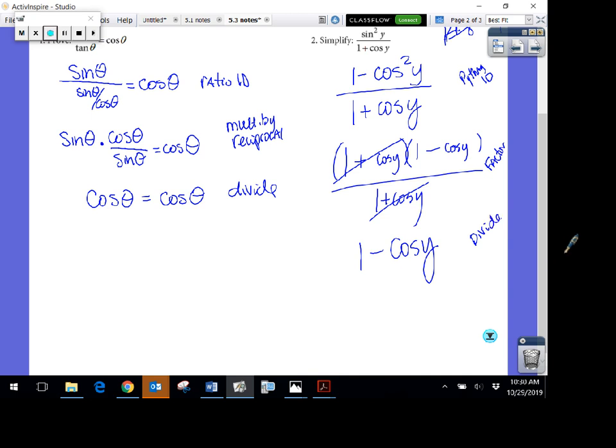1 minus cosine y is not sine y. There's no squared, so it's not a Pythagorean identity. I try to get it to one term, but I can't. So that's all I can do, 1 minus cosine y. So that's just like number 11, I think, which ended up 1 minus sine y on your classwork. It is possible to have more than one term. Try to get it to be one term. If that was a squared, we could do something else. But it's not a squared, so we're done.